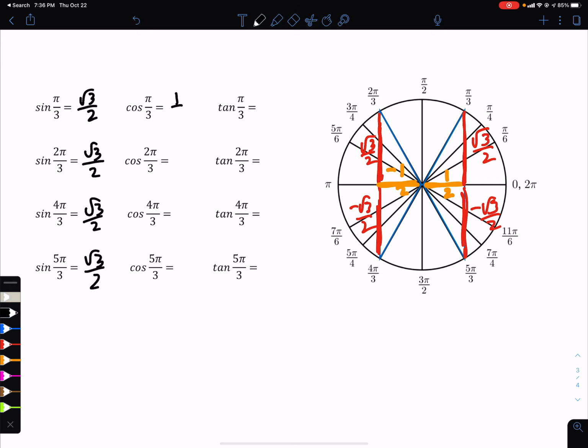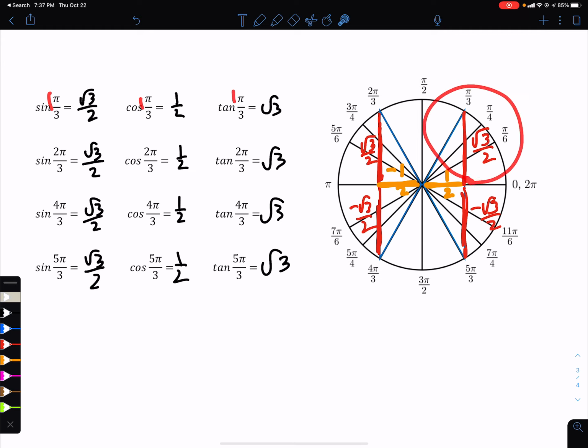And the cosine of all those are 1/2. And the tangent of all those are radical 3. Got a little crazy there. And then you go through the same process. Well, there's a 1 on top of each of these. First quadrant, everything's positive, done.